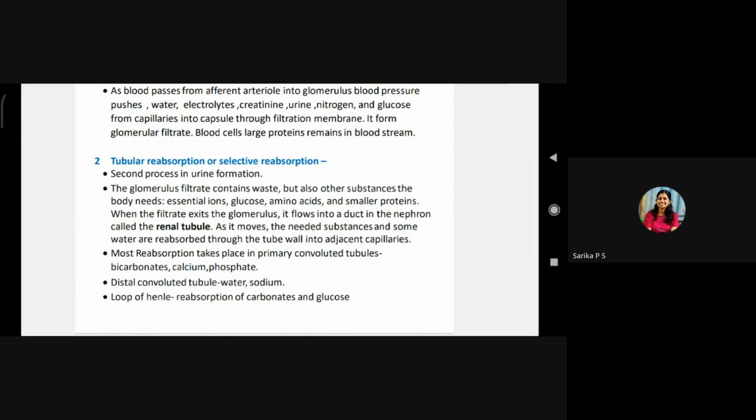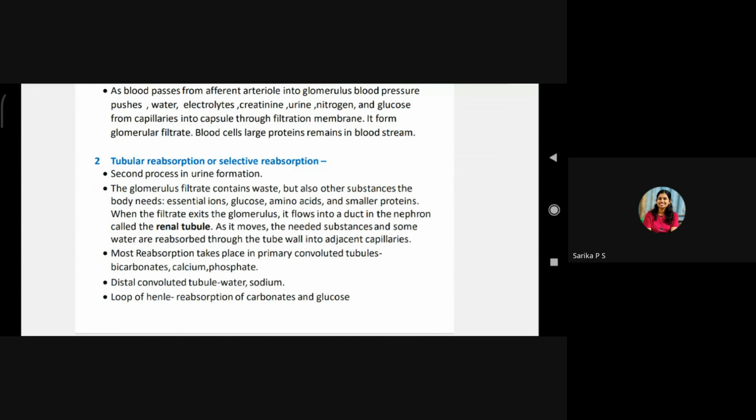As it moves, the needed substances and some water are reabsorbed through the tube wall into adjacent capillaries. Most reabsorption takes place in the primary convoluted tubule. What is that primary convoluted tubule? Can anyone reply? Ma'am, is it proximal? Yes, very good. Proximal is the closest, right? That is why it will be absorbed from that portion the most.